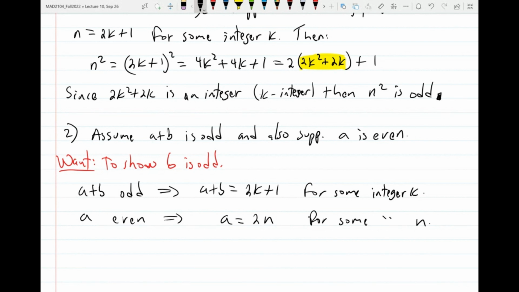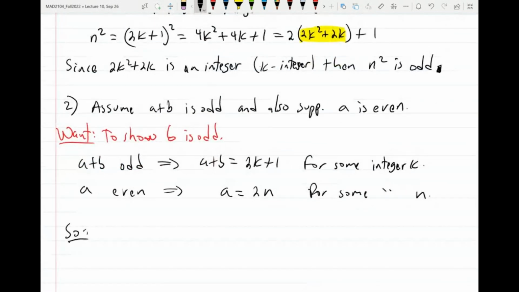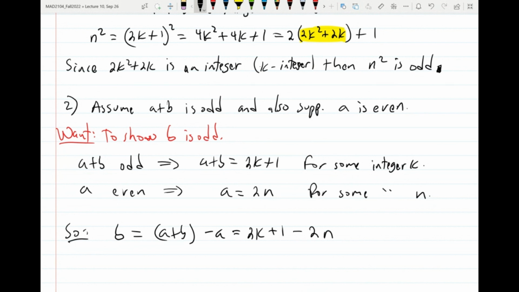Now, I want to say something about B. What am I going to do? I'm going to subtract these two equations. Why am I going to subtract? Because the A will cancel and I'm going to end up with B. So B is the same thing as A plus B minus A, just subtracting the two. The A is cancelled. But remember, A plus B is 2k plus 1, and A is 2n. So now I'm going to collect these two guys together.